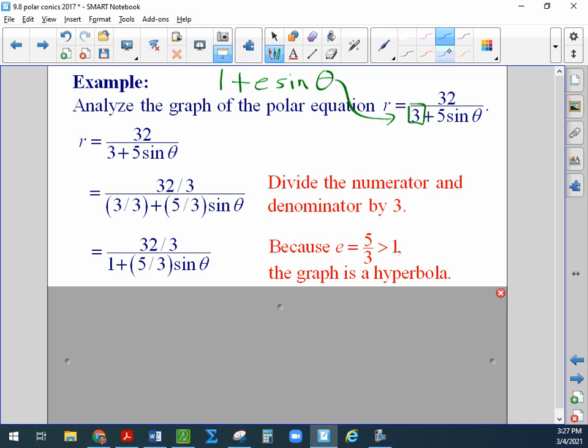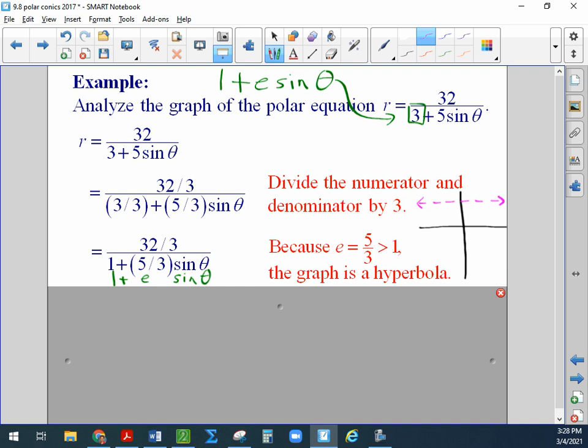So again, this is my 1 plus e sine theta. And so e is 5 thirds. Because e is 5 thirds and that's greater than 1, this graph is going to be a hyperbola. And I could do a rough sketch right now. I'm just going to make a really small one right here, that because of the plus sine theta, my directrix is going to be above the pole. And that observation comes from our very first thing we did with the definition.